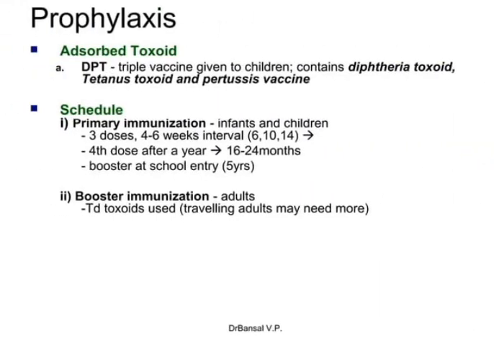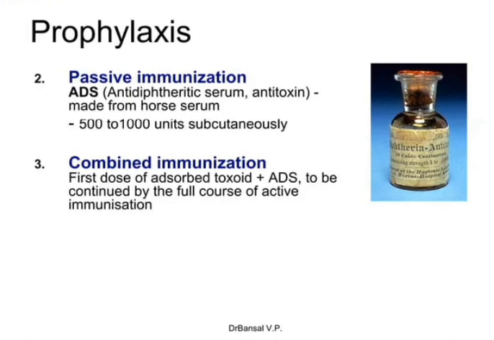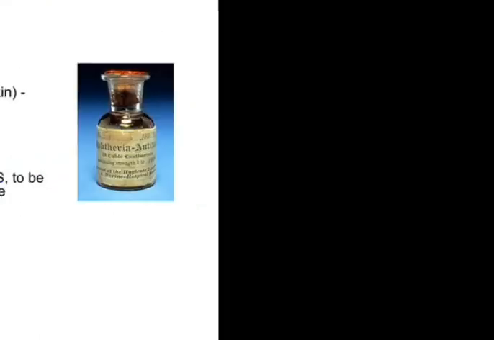The schedule: primary immunization in infants and children. Three doses at 4 to 6 week intervals, the fourth dose after a year, at 16 to 24 months, and a booster at school entry. Booster immunization can be given to adults using Td toxoid. Traveling adults may need a booster vaccination. Passive immunization uses ADS, anti-diphtheritic serum, an antitoxin made from horse serum. Combined immunization: the first dose of adsorbed toxoid plus ADS, followed by the full course of active immunization.